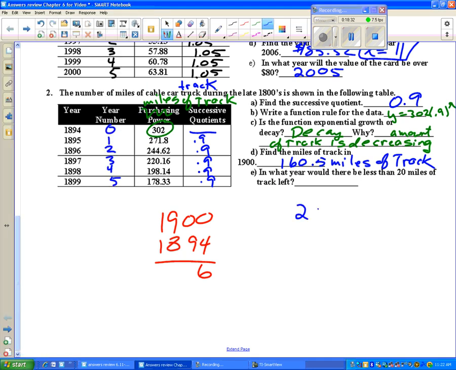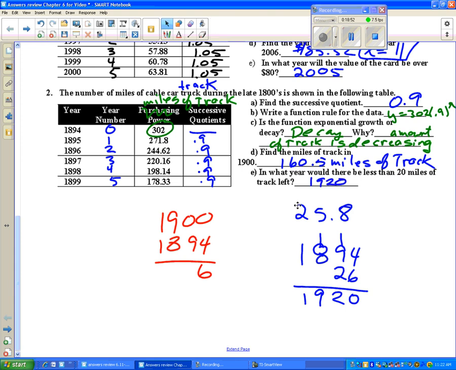25.8. In what year would there be less than 20 miles? 25.8. I'm going to make that 26. So 1894 plus 26 would be 1920. 1920 would be the year. All right, let's go to the next page.